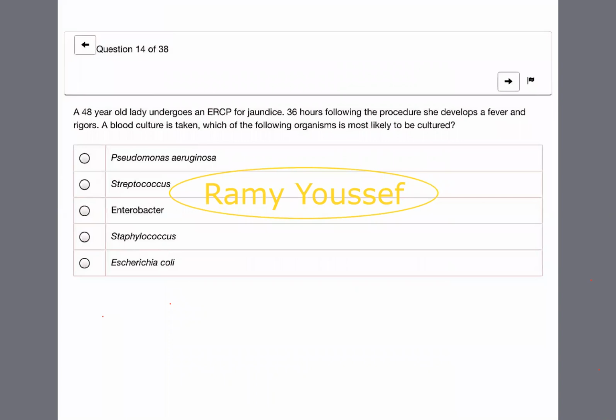Okay, next question. Let me take it. A 48-year-old lady undergoes an ERCP for jaundice. Six hours following the procedure she develops a fever and rigors. A blood culture is taken. Which of the following organisms is most likely to be cultured?